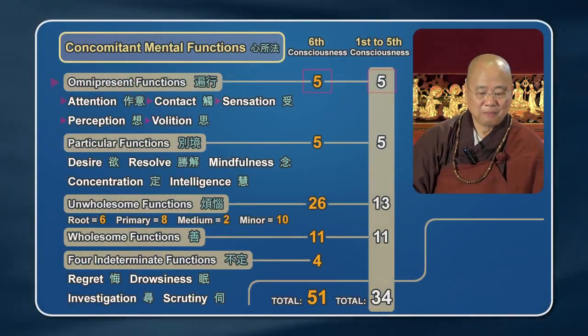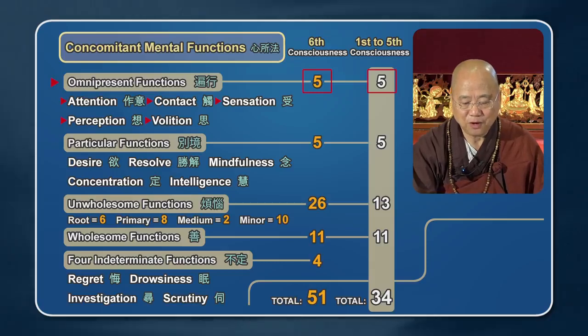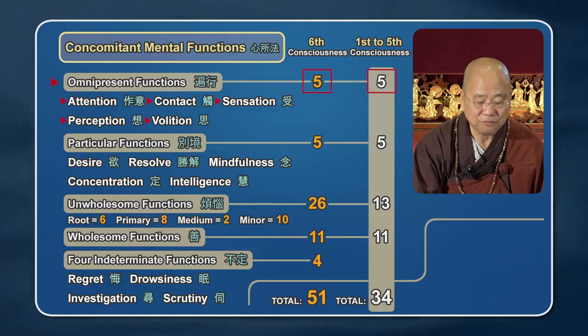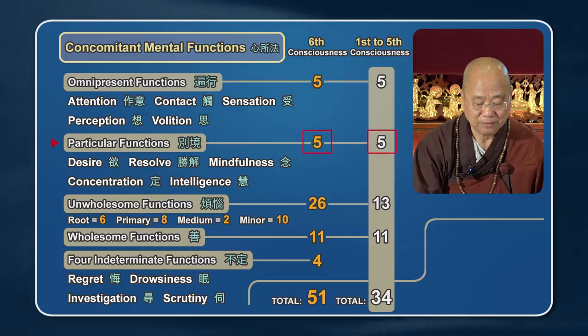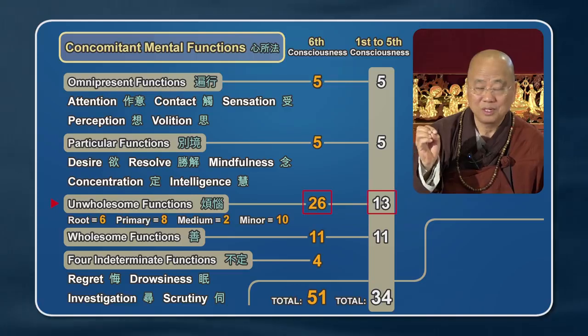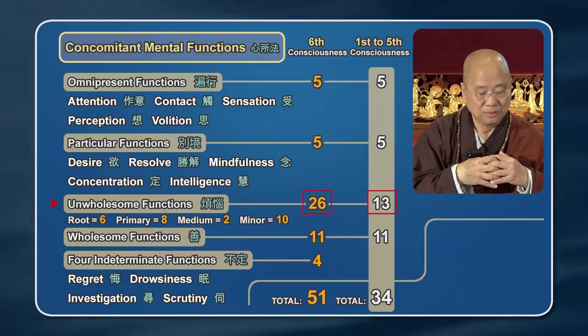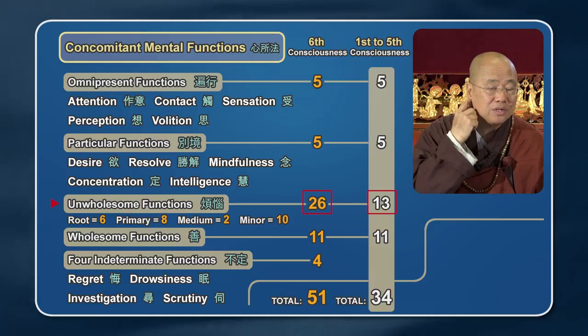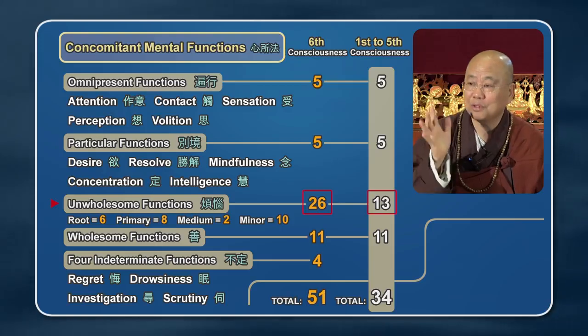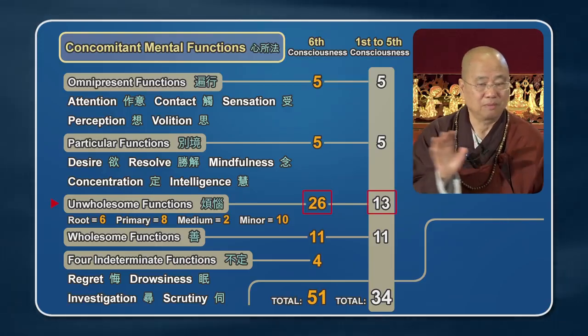All right. So the first 5 consciousnesses have the same omnipresent mental functions and particular mental functions as the 6th. How about unwholesome mental functions? Remember when we studied the first 5 consciousnesses, we have 13 unwholesome functions that are related to our eyes, our ears, our nose, our taste, our tongue, our body. We have 13 unwholesome mental functions.